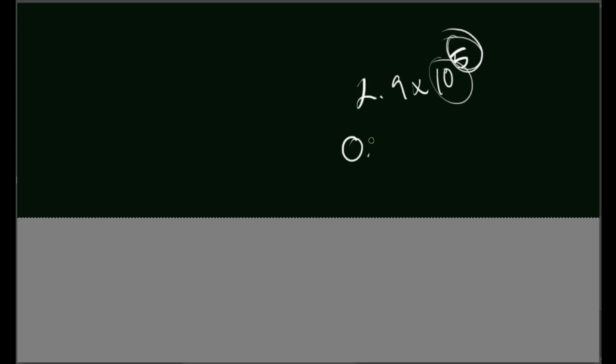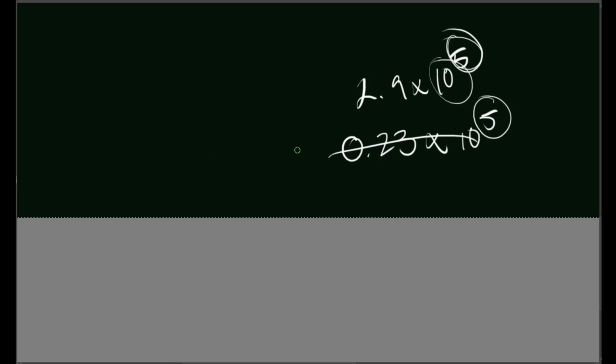What about 0.23 times 10 to the fifth? Is that exponential notation? Yeah, because we have that exponent. Is it scientific notation? No, because the first number is a 0. And remember, the first number cannot be 0, so that is not it.